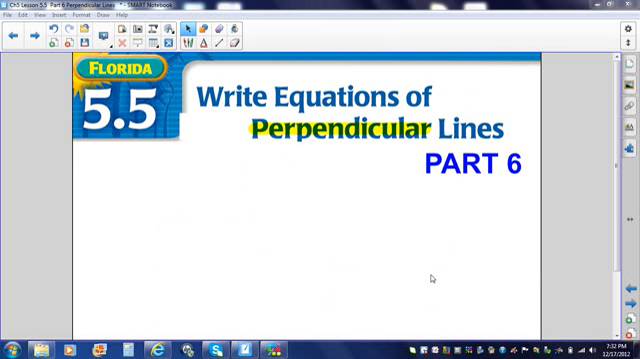Today's notes are on Lesson 5.5, Writing Equations of Perpendicular Lines, Part 6. Let's get started.